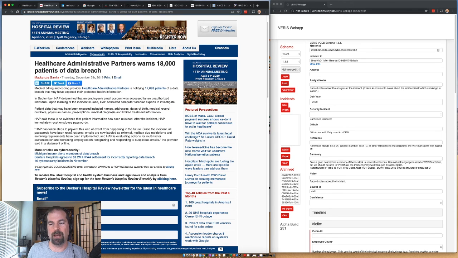We don't know how the attacker got access necessarily. It stated passwords were reset. External emails are now labeled as external. Oh, there we know. So the person was phished, because that's the only reason you would need to clearly label things as external. Mailbox size restrictions and archive requirements have been implemented to limit the amount they're storing. Evaluating options for multi-factor authentication, yada, yada, yada.